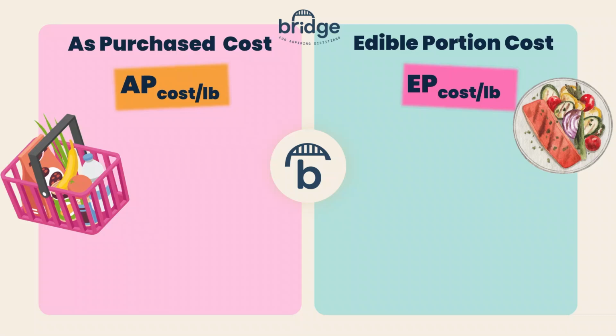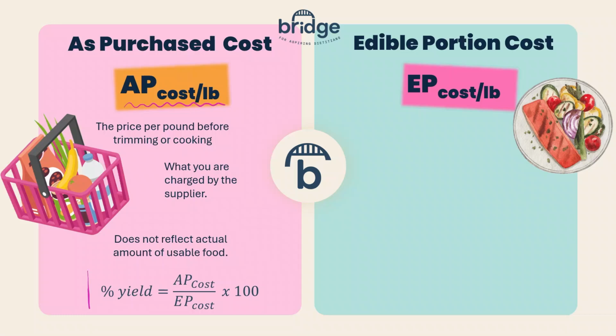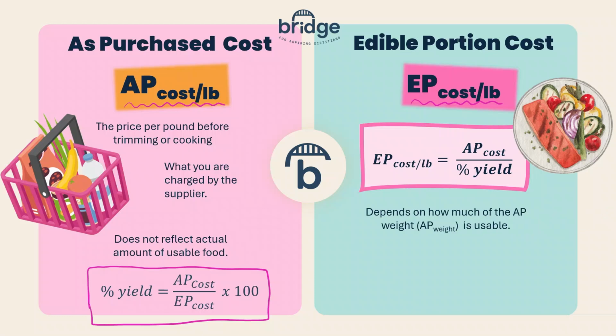It's the ready-to-eat portion. What we're going to look at now are the costs, the as-purchased cost and the edible portion cost. So the as-purchased cost is what the supplier charges you. It's based on the full, raw, unprocessed weight, and it does not reflect what you'll actually be able to use. It's related to percent yield by this equation that I introduced a few slides ago. But in order to talk about that equation, we need to go over the EP cost. The cost of the edible portion, or EP cost, is what we really care about because it's the true cost of the usable food, the food that is ending up on the plate that we're serving.